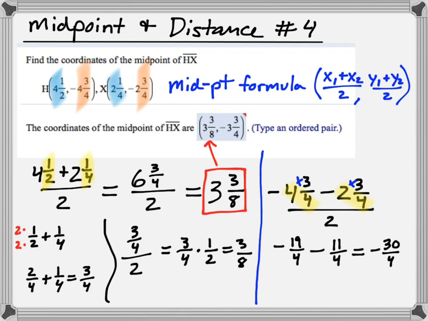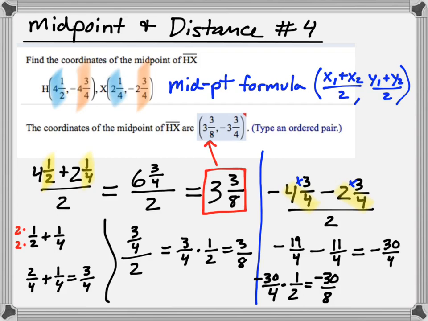divided by 4. Now I could simplify this and do all that, but I'm just going to leave it the way it is. How do I divide all that by 2? Just like you did on the left, all I do is multiply by 1/2. So I get negative 30 over 4 times 1/2 is negative 30 over 8.